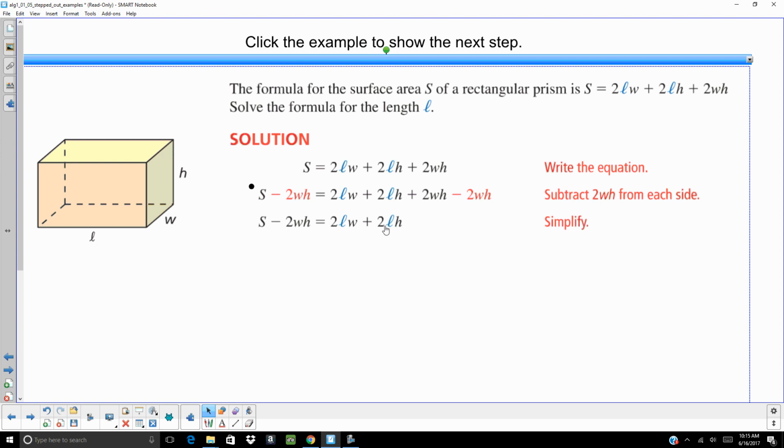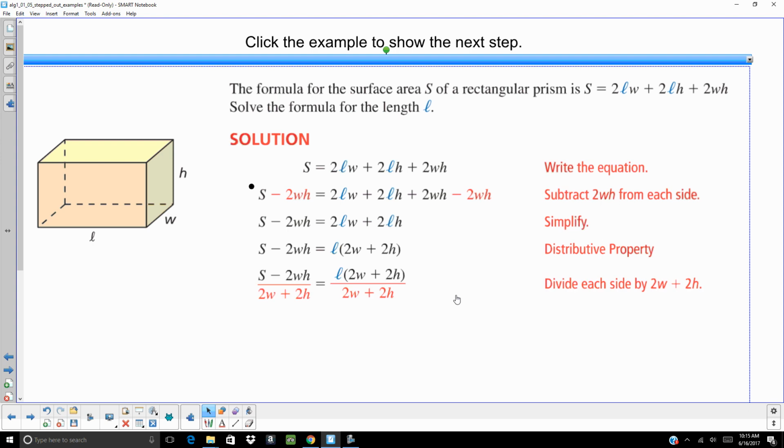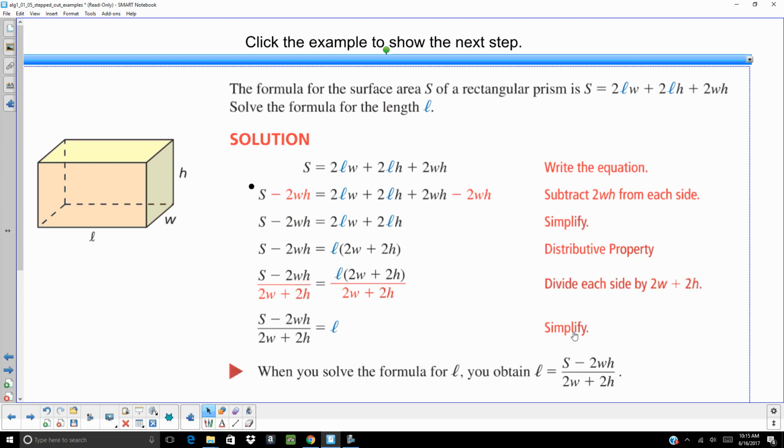But I notice, hey, they each have an L. So I'm going to use the distributive property and pull out that L. Well, now I've got 2 factors. L is my first factor. 2W plus 2H is my other factor. Now, a factor is something that's being multiplied. So I'm going to divide by the factor of 2W plus 2H. And those 2 factors are going to cancel out. And I'm going to be left with S minus 2WH all over 2W plus 2H equals L. And that is going to be my final answer.